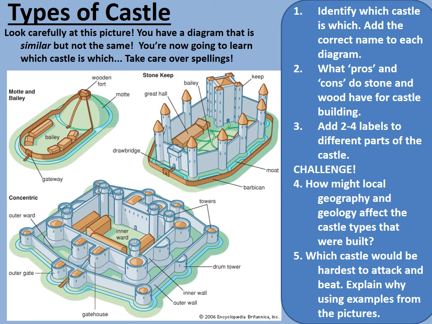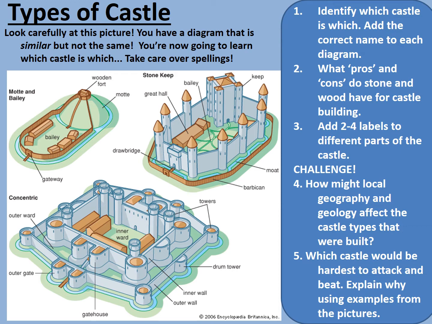Now these are the tasks that you have to complete. Firstly, identify which castle is which. Add the correct name to each diagram. If you're unable to get your own copy of this diagram, you could sketch out some quick sketches of your own. What pros and cons do stone and wood castles have in terms of their building materials? Remember, there are certain advantages to using wood, and there are certain difficulties to using stone.